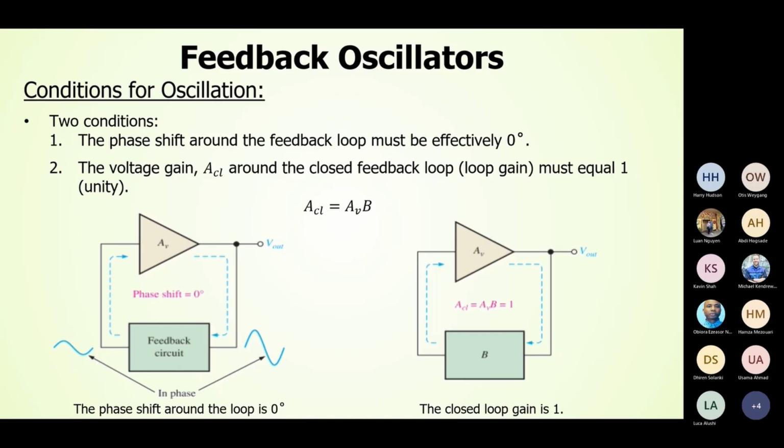So you cannot introduce any voltage gain. If you introduce voltage gain, what will happen? Your circuit will become unstable. Okay. If you introduce voltage gain greater than 1, then your circuit will become unstable. And if you introduce voltage gain less than 1, then your oscillation will decay to 0.